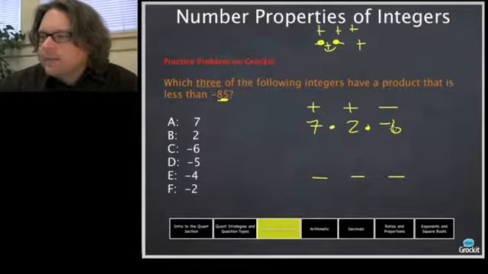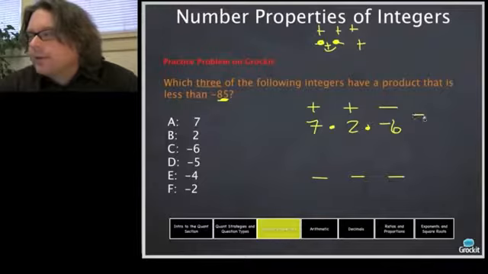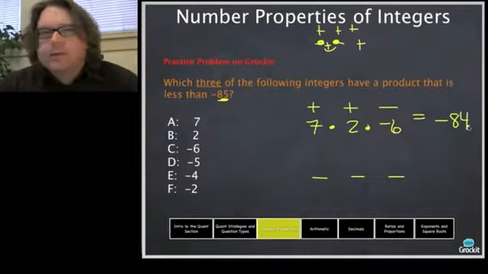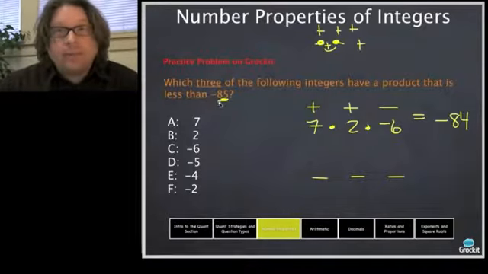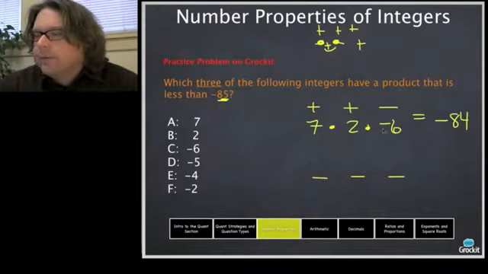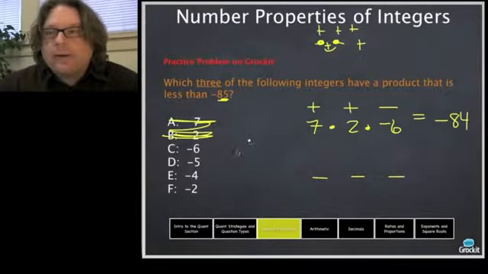So 7 times negative 6 is negative 42 times 2 equals negative 84. Just a bit shy. Negative 84 is actually greater than negative 85 because it's less negative. Anyway, we needed something like negative 86. So it's not positive, positive, negative. The only other option then is negative, negative, negative. We can get rid of these 2 answer choices just by doing that.